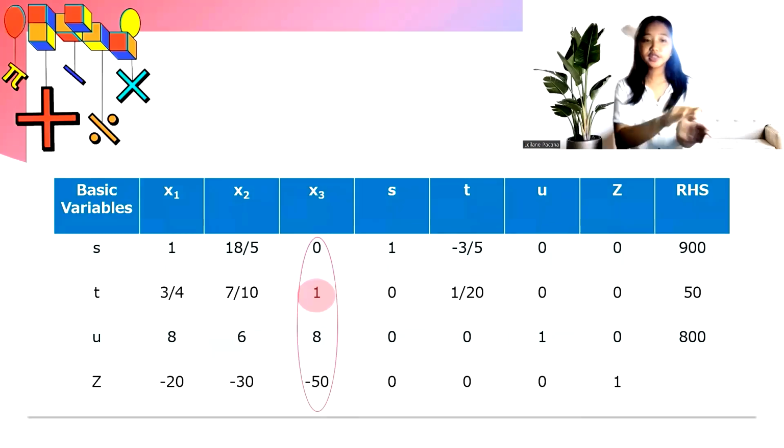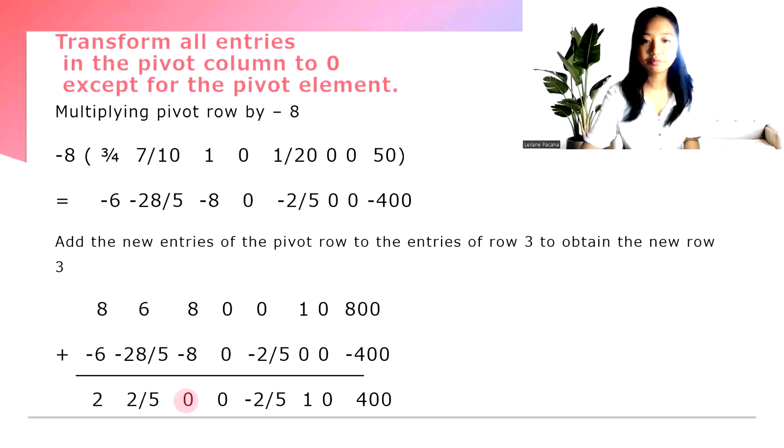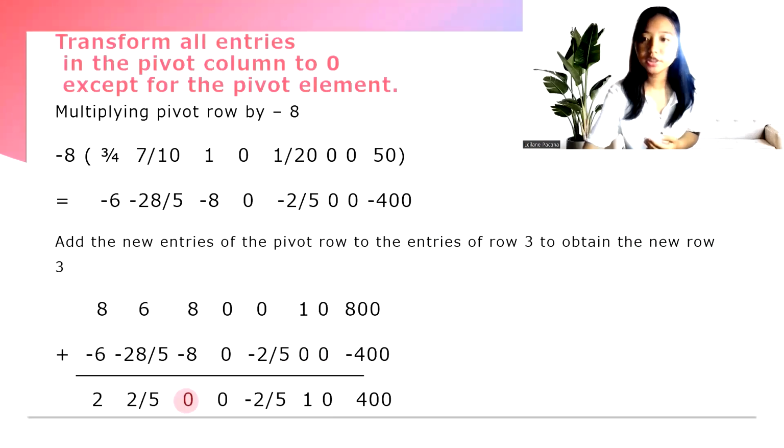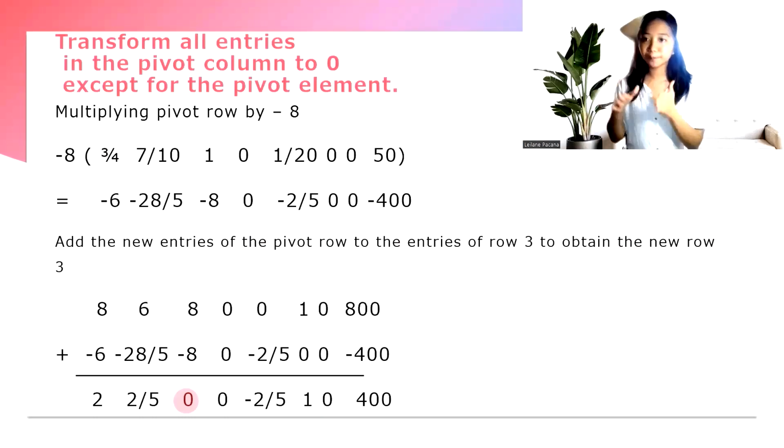So you can observe, we have put it there. And now, as you can see, our 8, we have to make it equal to 0. How do we make that equal to 0? We have to add -8 for that. And we'll just do the same thing again. We have to multiply -8 to our pivot row.